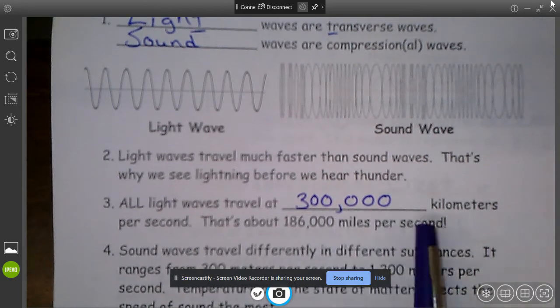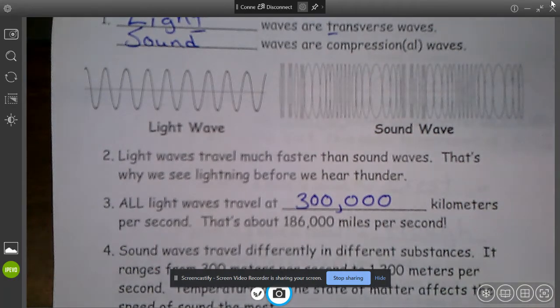If we think about that speed, that would be being able to go around the Earth about 13 times in 1 second. So if something could travel around the whole Earth 13 times in 1 second, that would be how fast light travels. It takes light from the sun about 8 minutes and 23 seconds to get from the sun to the Earth. So that kind of shows you how far away we are from the sun.